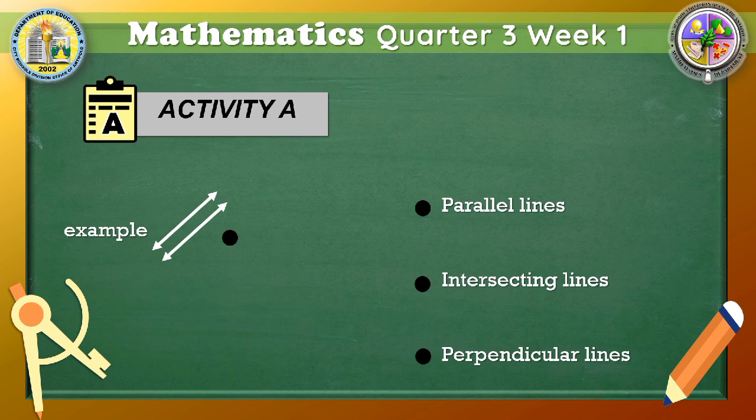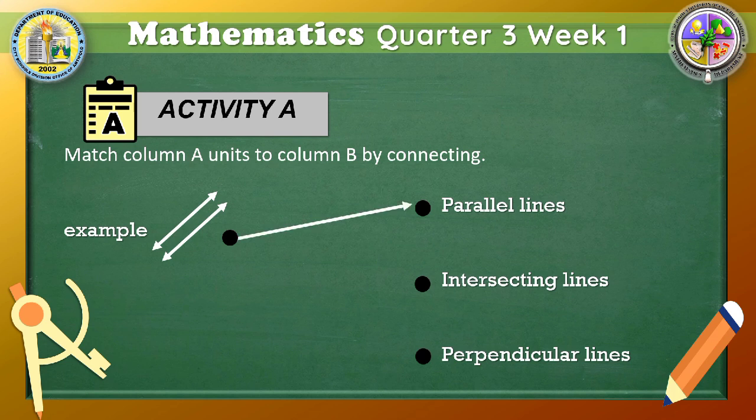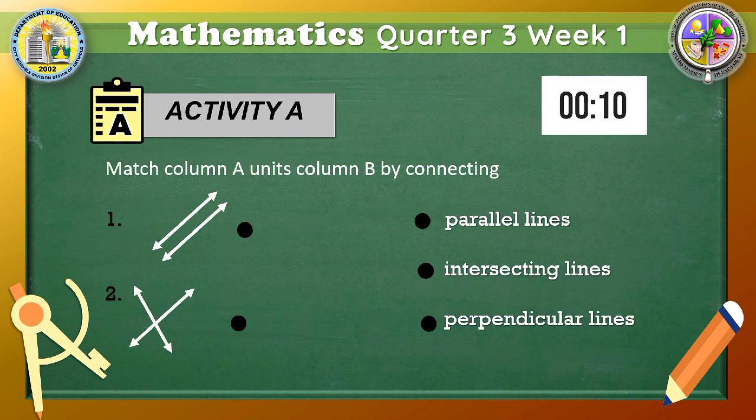Now, it's your turn for Activity A. But before that, I'll give you an example. Look at the instruction: Match column A to column B by connecting. What will be the answer? Do you know the answer? Yes, you're right. The answer is parallel lines. I'll give you 10 seconds to answer. It's your turn.